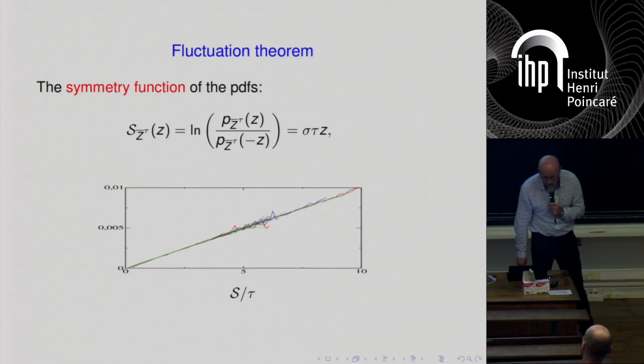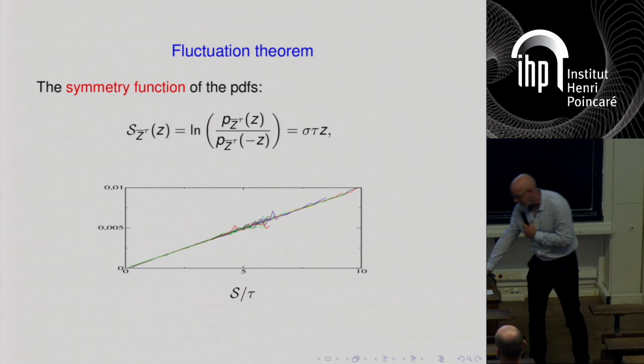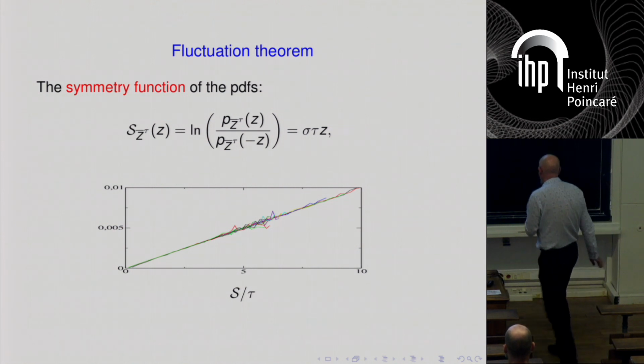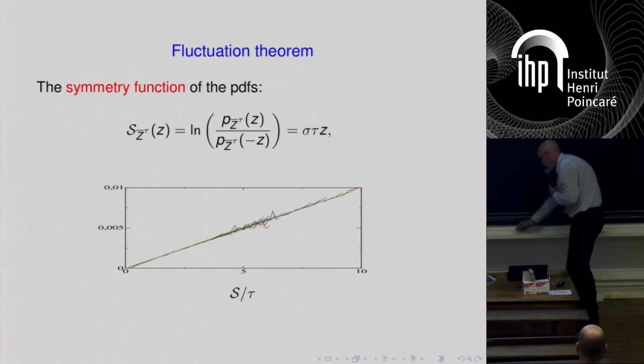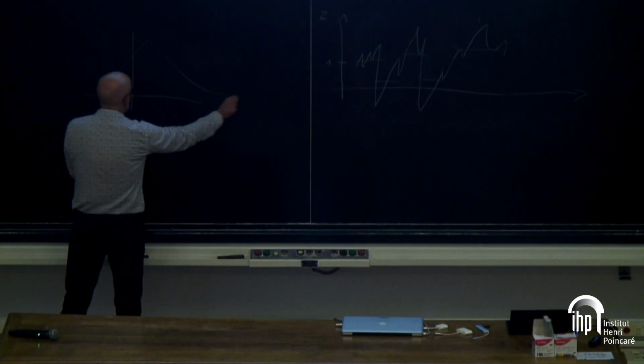And so now what does this fluctuation theorem say? Well, in the fluctuation theorem, we look at the PDF of C. And so if I draw a PDF here, it looks something like this.